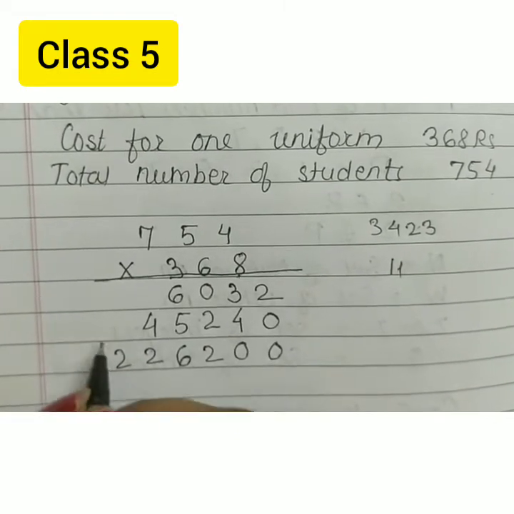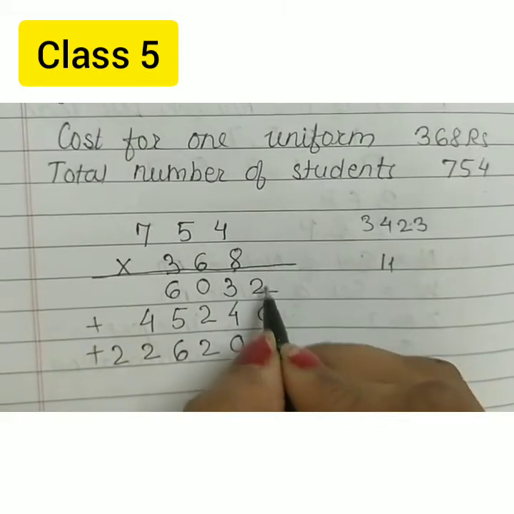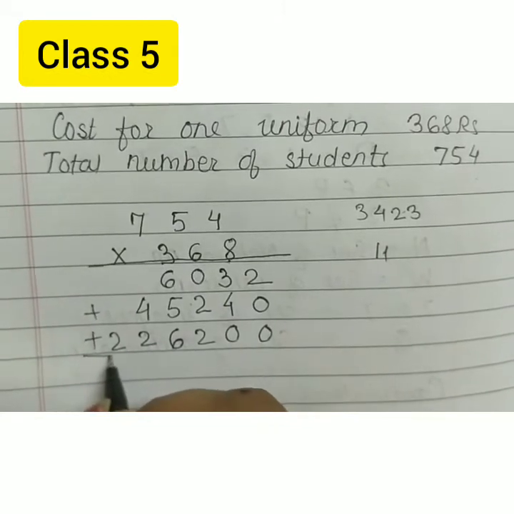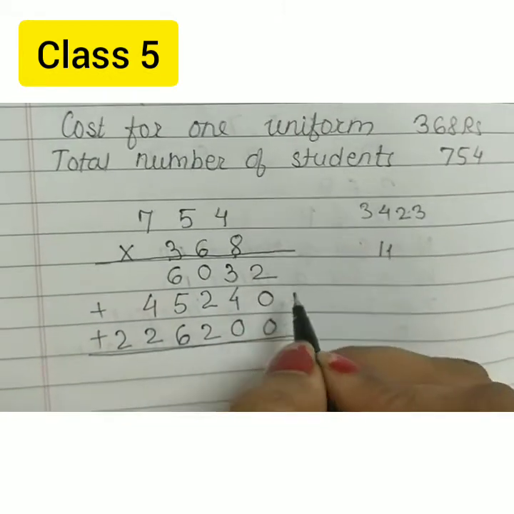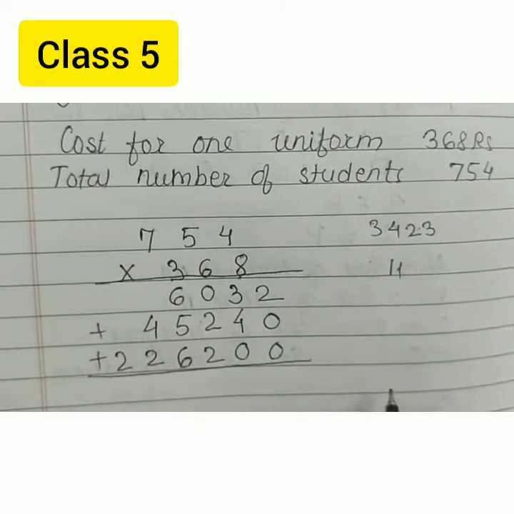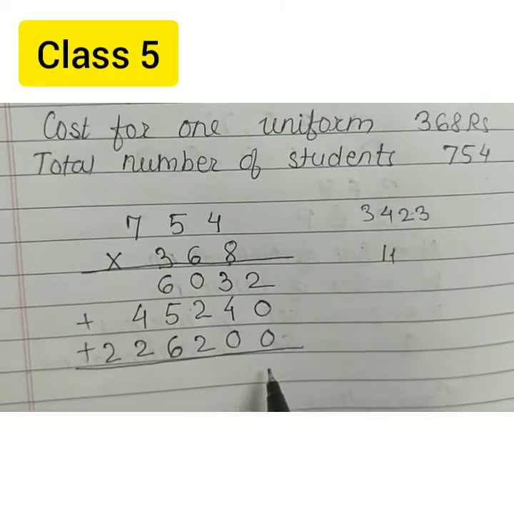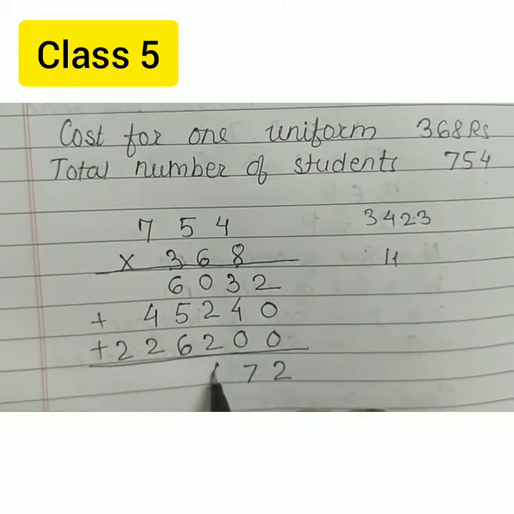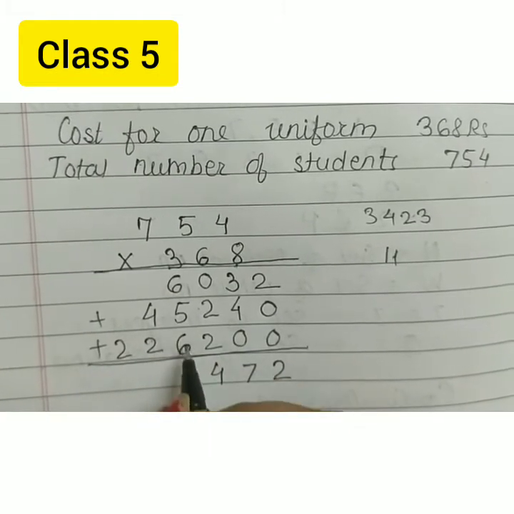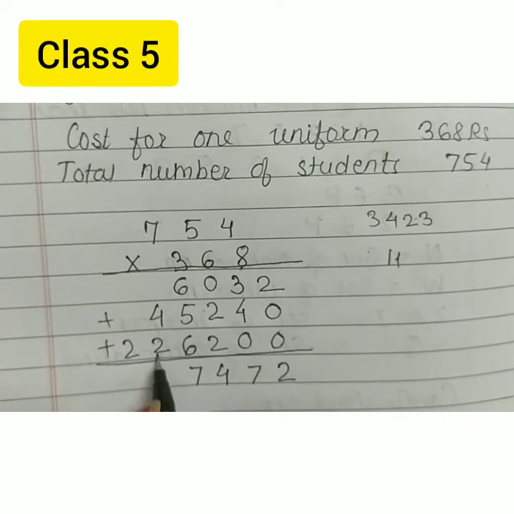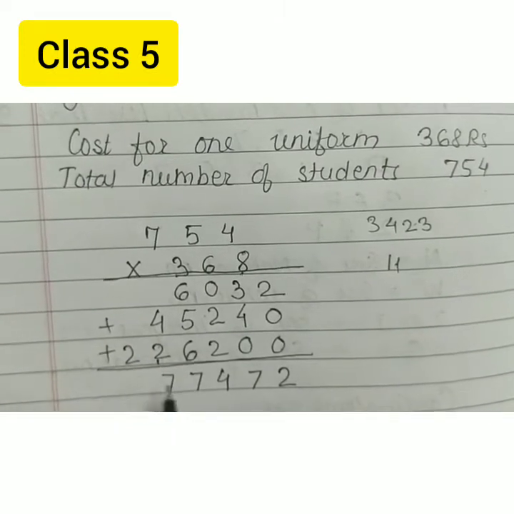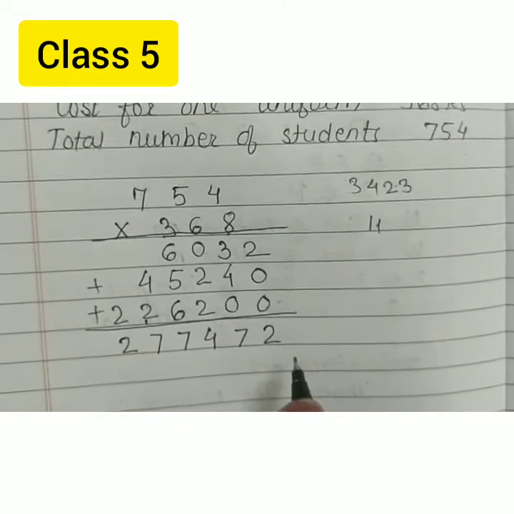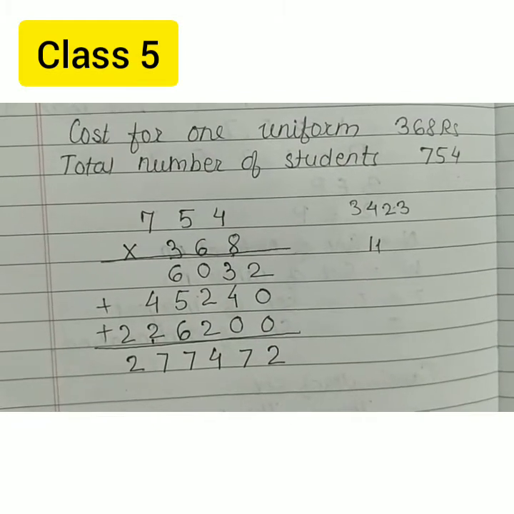See, one thing you should take care of is you need to write all the digits below it. Then only your answer will be correct, otherwise your answer will be incorrect somewhere. So let's add these 3 numbers. 2, 7, 4, 11 plus 6, 17. We have 1. 4 plus 3, 7, and 2. So this is the total cost of all the uniforms of all students of that school.